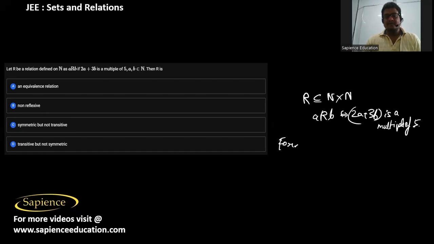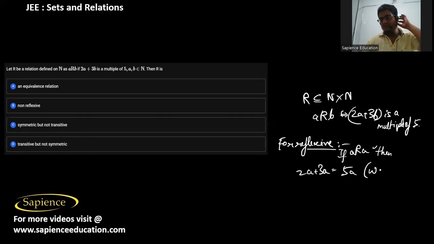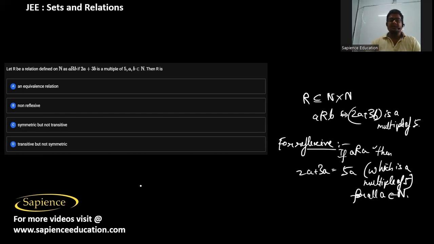For reflexive, we have to check if A is related to A or not. So if A is related to A, then we have 2A plus 3A, that will be obviously 5A, which is obviously a multiple of 5, for all A belongs to N. And so R is reflexive.